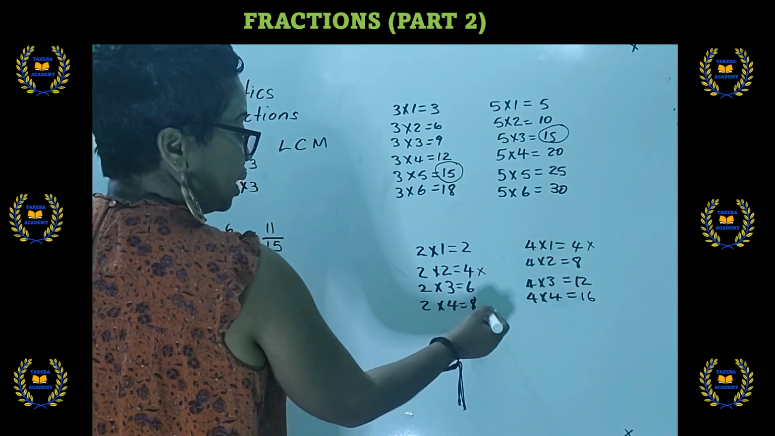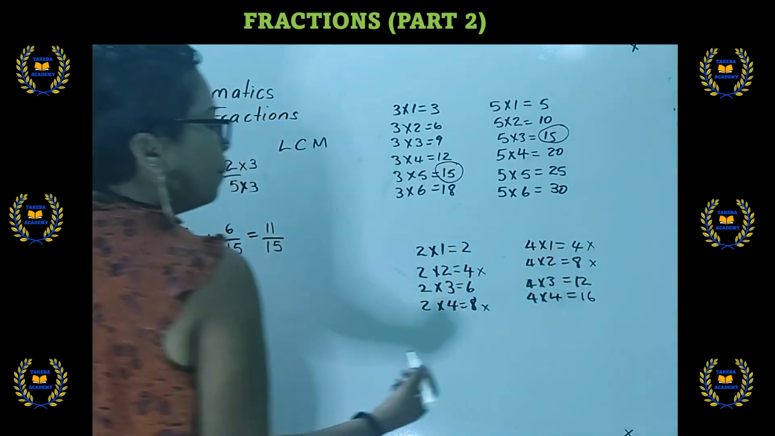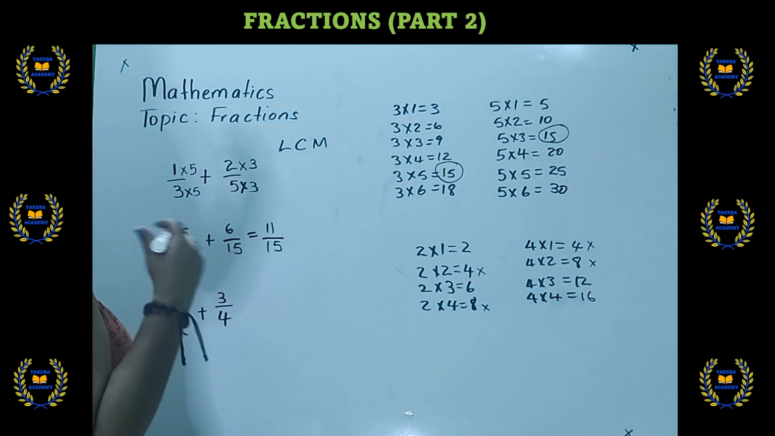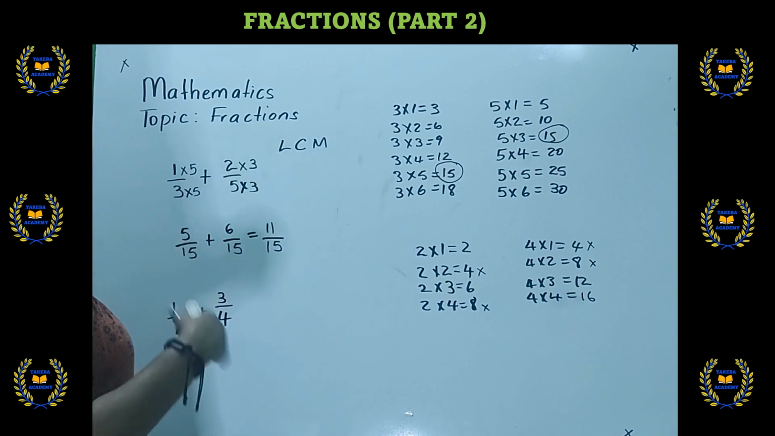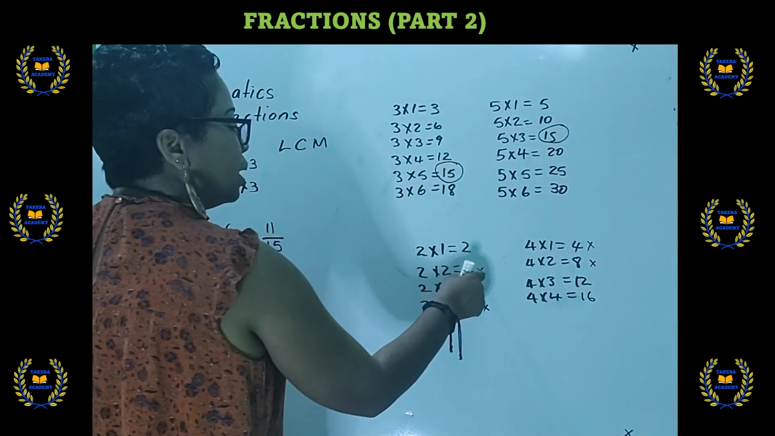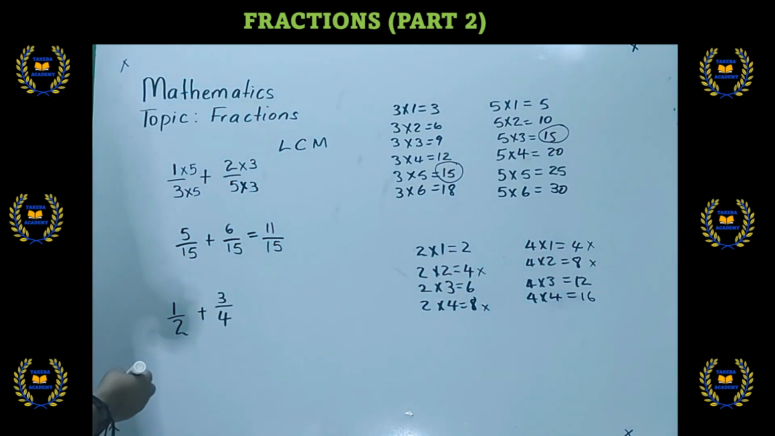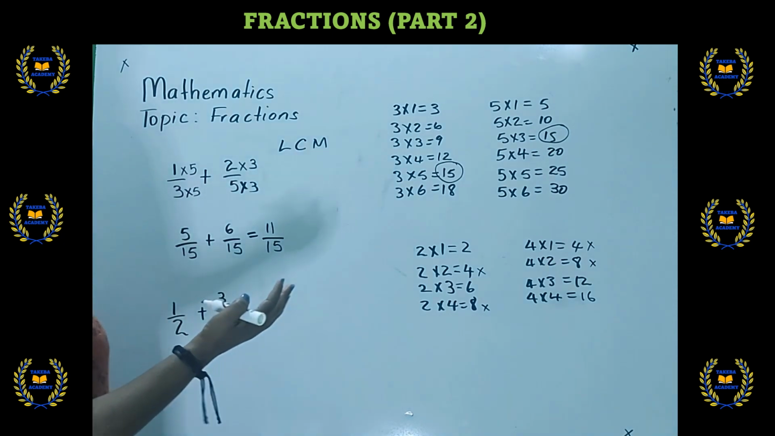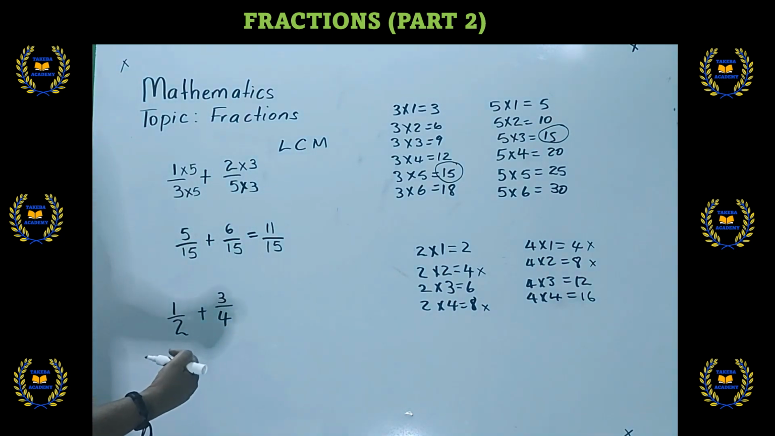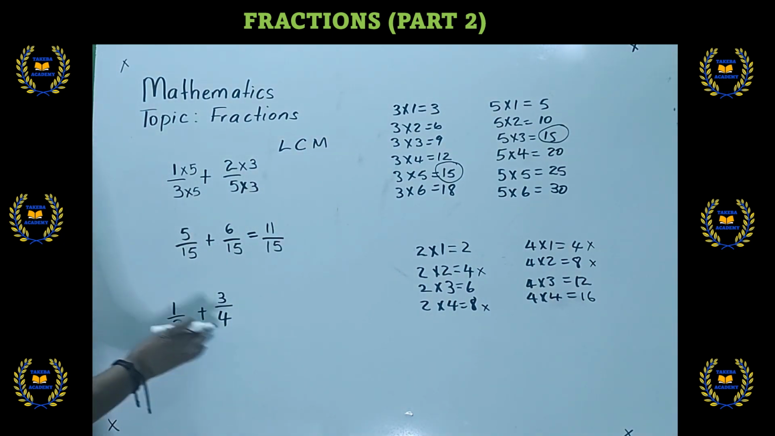I also see that 8 is common to both. But in this case, we are looking for the lowest. So what's the smallest number that's common to both? The answer is 4. Okay? So we're going to use 4 as our denominator. So how do we change these numbers, right? So that they reflect our new denominator.